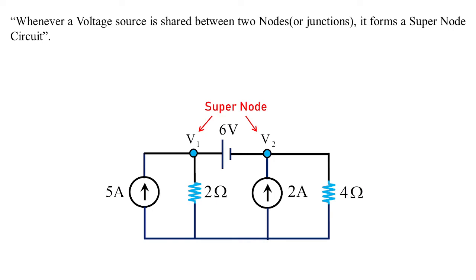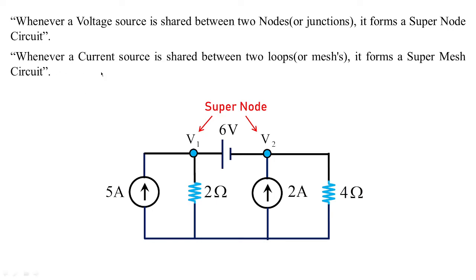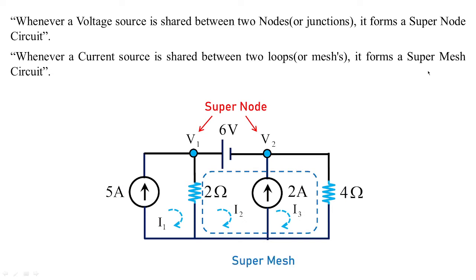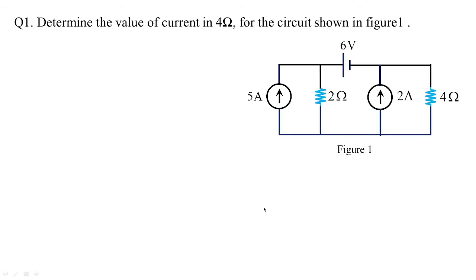So this is about the supernode. What does a supermesh indicate? Whenever a current source is shared between two loops. Here you can see we have three loops, loop 1, loop 2, loop 3, carried by the loop currents I1, I2, I3. The two loops have a common current source of 2 amperes, so it forms a supermesh. Fortunately for this problem, we can solve using supernode as well as supermesh. So let us go with the solution.